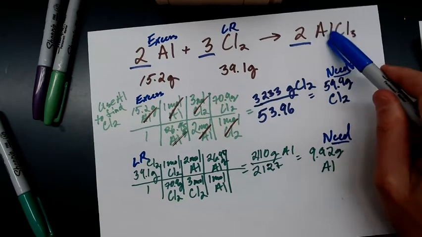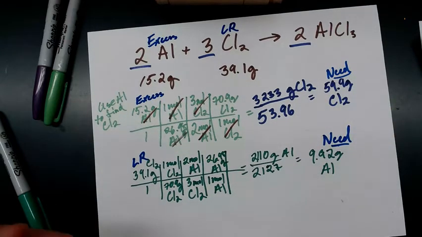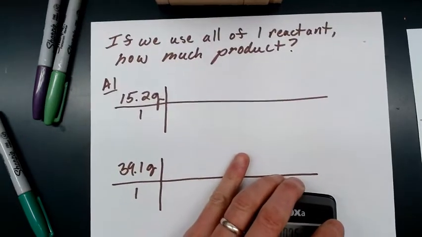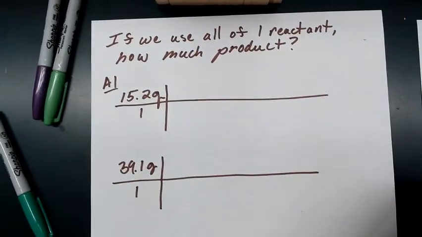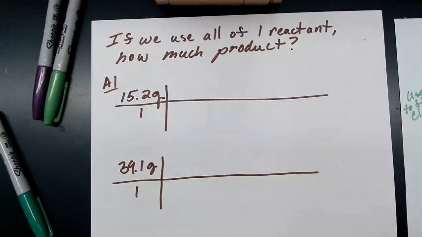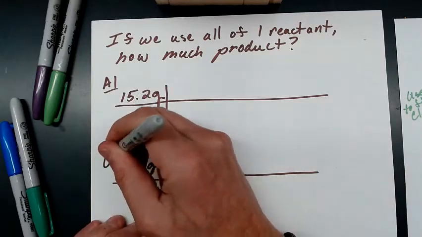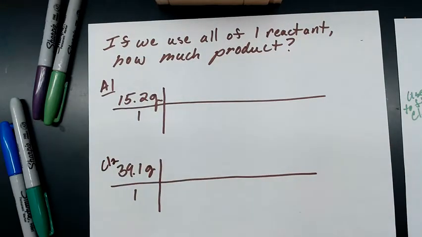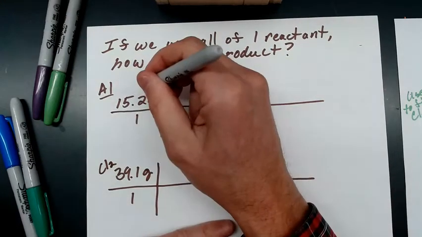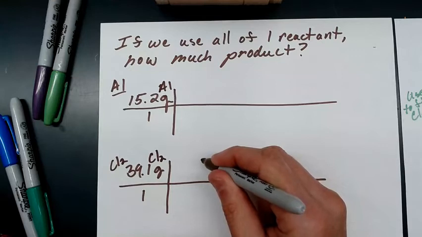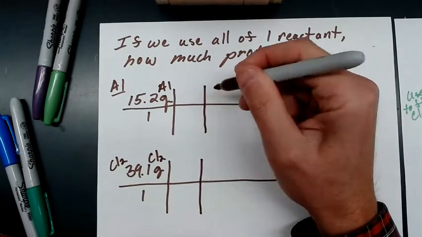Now, if you notice, I didn't do anything with that product. So I'm still going to have to calculate, if I use all of my limiting reagent, how much product I make. Well, another way of solving limiting reagents is to take all of your one and all of the other, in this case Cl2, and actually calculate how much product you're going to make. So again, I'm going to do Al up here and Cl2 here. I'll do these simultaneously.